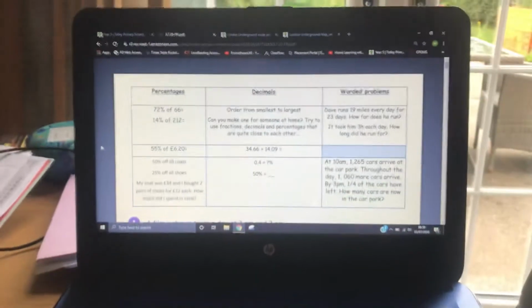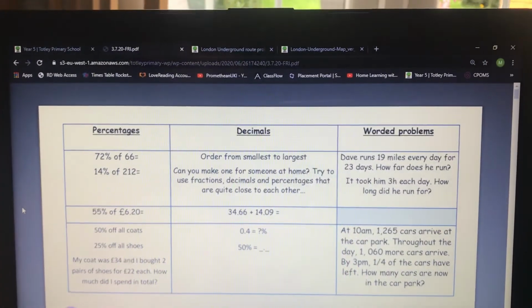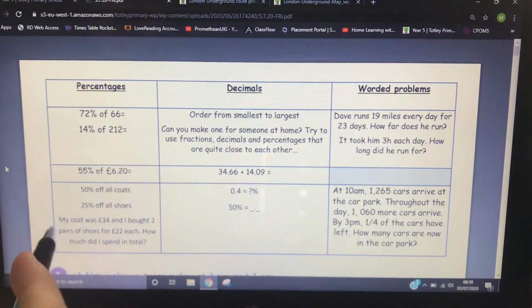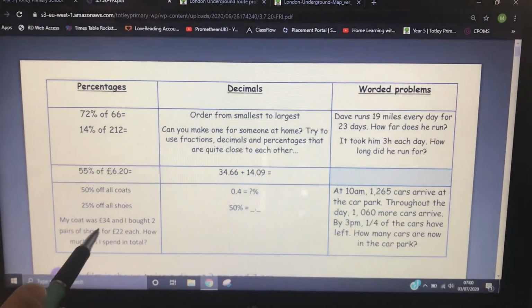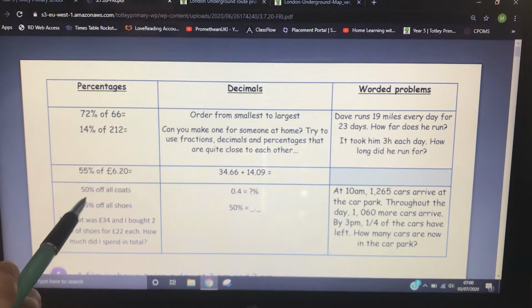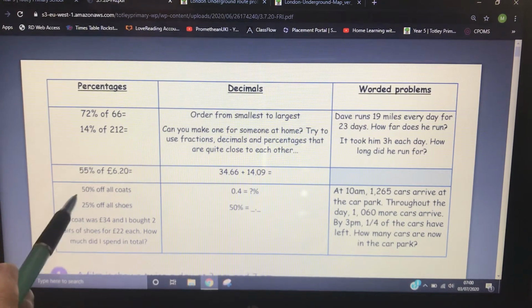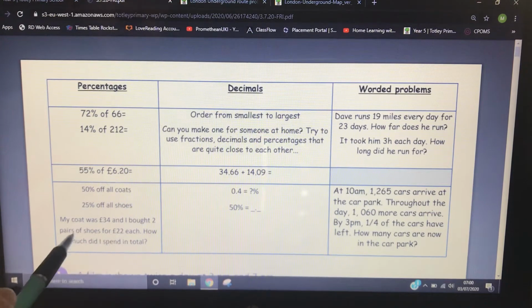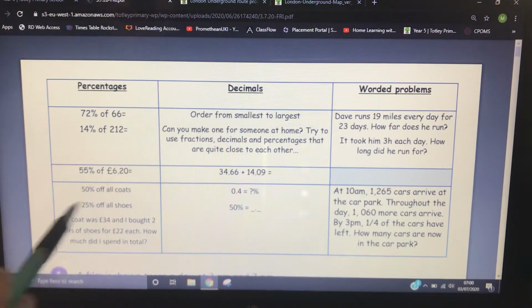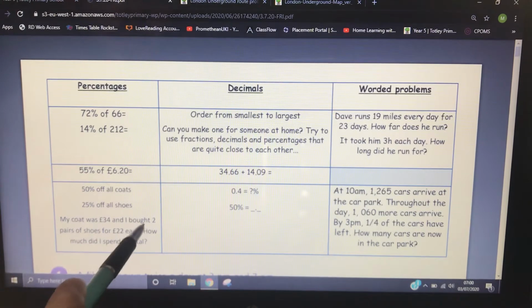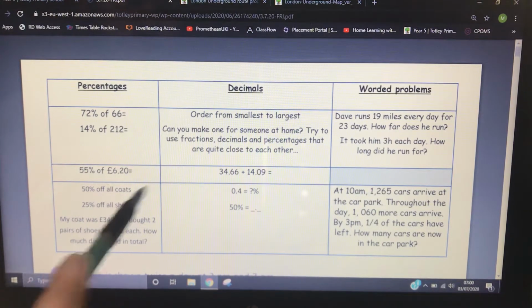The last percentage question today is one you could almost do mentally. 50% off all coats, 25% off all shoes. My coat was £34 and I bought 2 pairs of shoes. So my coat was £34, but there's 50% off all coats. Well, you just need to halve that. 50%'s half, isn't it? I've not made that tricky by saying 55 or 53. So find half of 34 and take it off of 34, because remember it's off the price. 2 pairs of shoes is £22 each. So I bought 2, so that's 44.